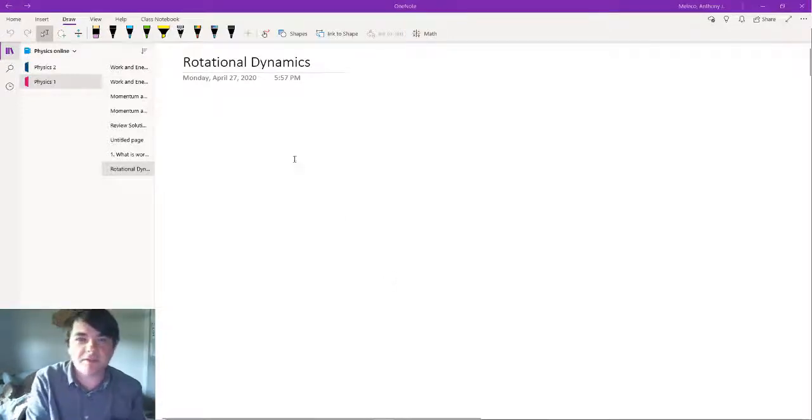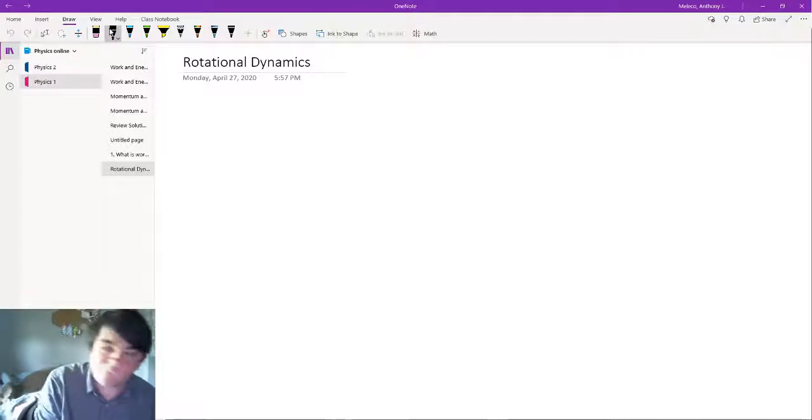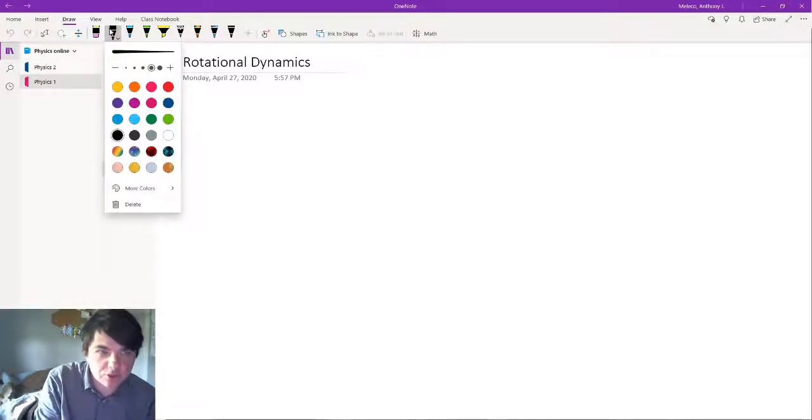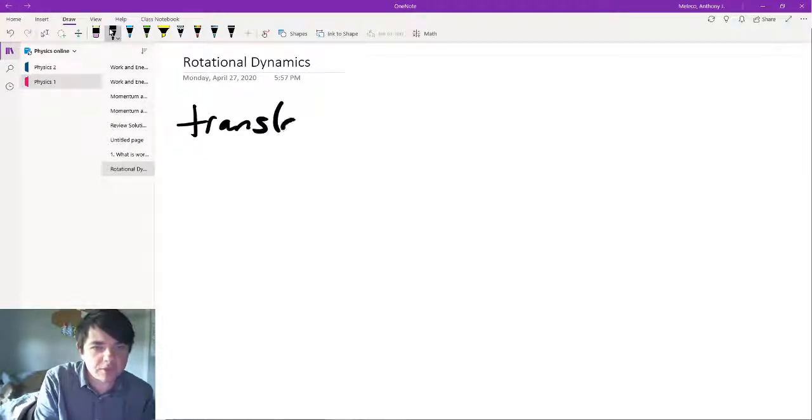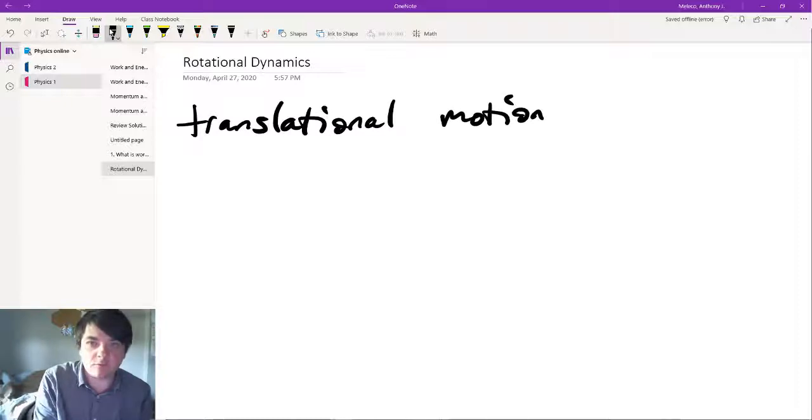So what we're going to talk about in this lecture is rotational dynamics. So we're going to talk about rotation and how it differs from linear translational motion, which is the motion that we've really been talking about this whole semester. So first of all, I guess what we need to do is differentiate between translational motion and rotational motion.